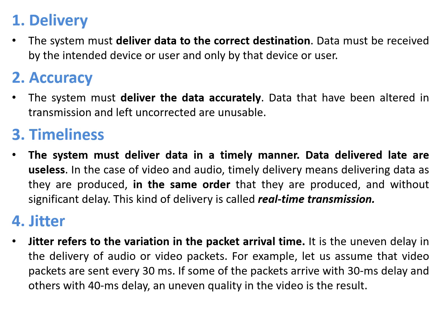The last parameter you can consider is the jitter. In case of communication networks, the jitter basically refers to the variation in the packet arrival time. It is the uneven delay in the delivery of audio or video packets. Say for example, assume that video packets are sent every 30 milliseconds. If some of the packets arrive with 30 milliseconds delay, and others with 40 milliseconds delay, this uneven quality in the video is the result of jitter, which varies the time of arrival of the packet.